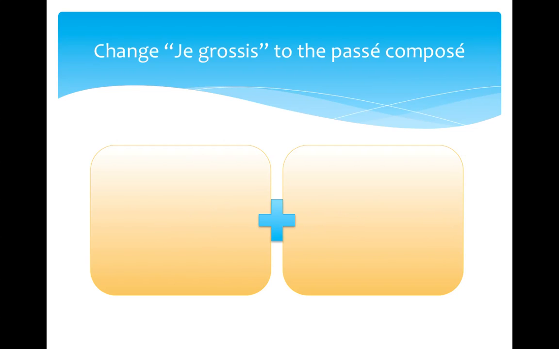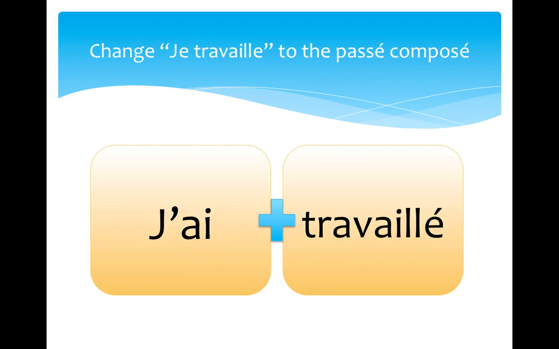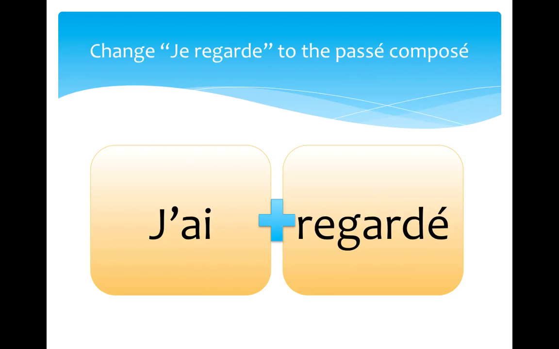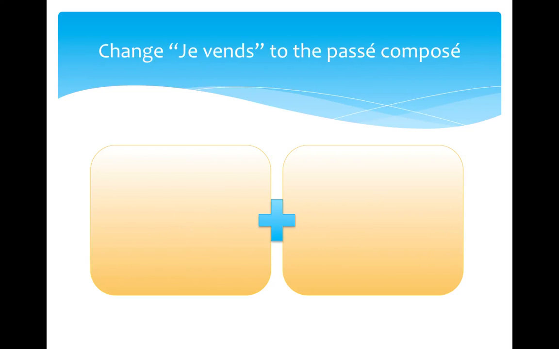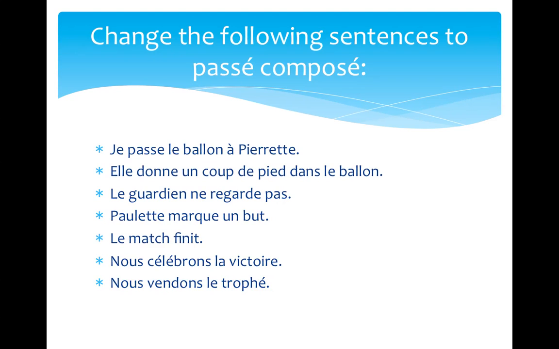Change je grossis to the passé composé. Write it on a piece of paper. You know the drill. J'ai grossi. I got fat. I worked. I watched. Let's do je vends. J'ai vendu. Gave you that answer, didn't I? Oops. Now, you do the work.